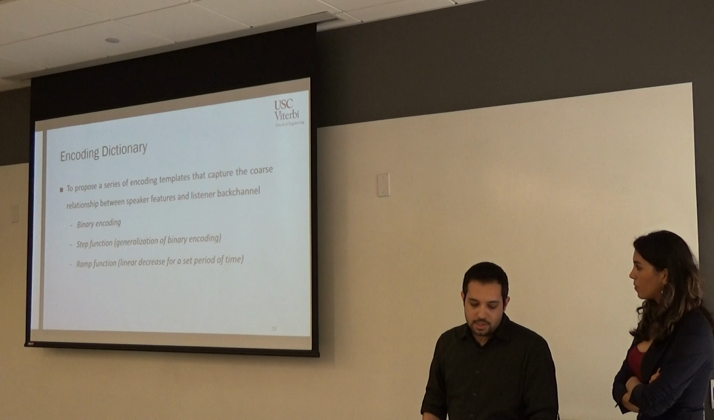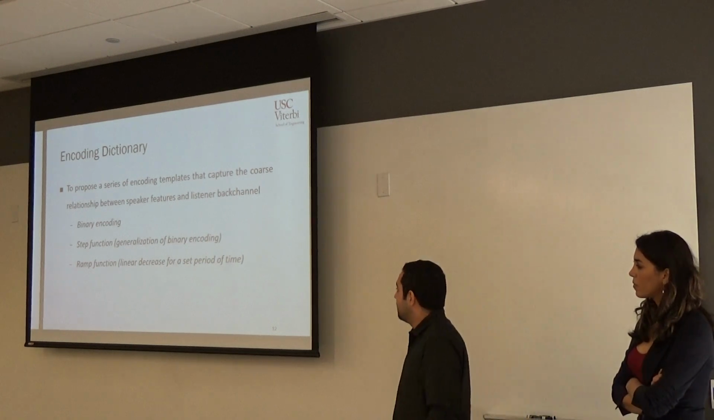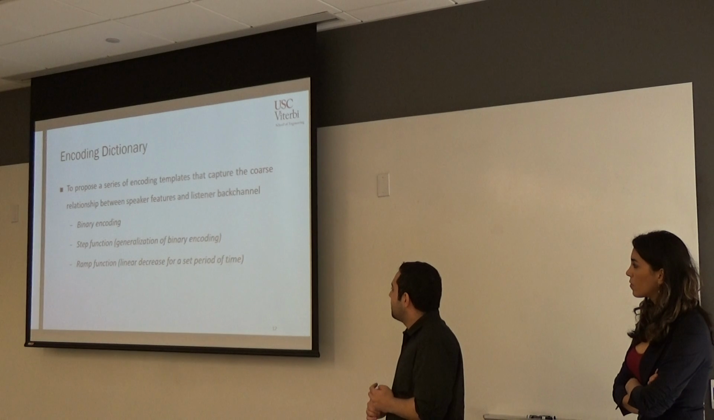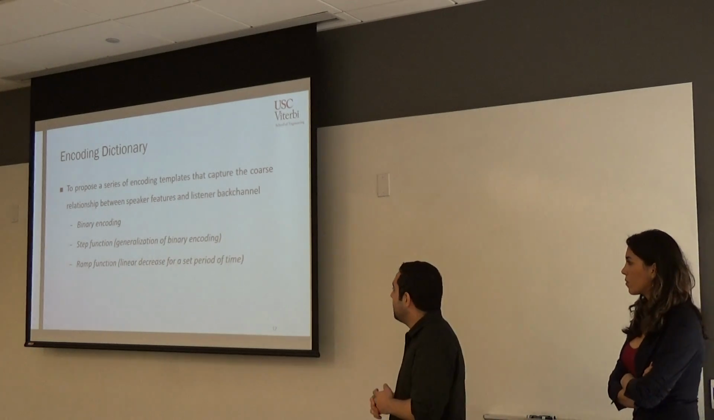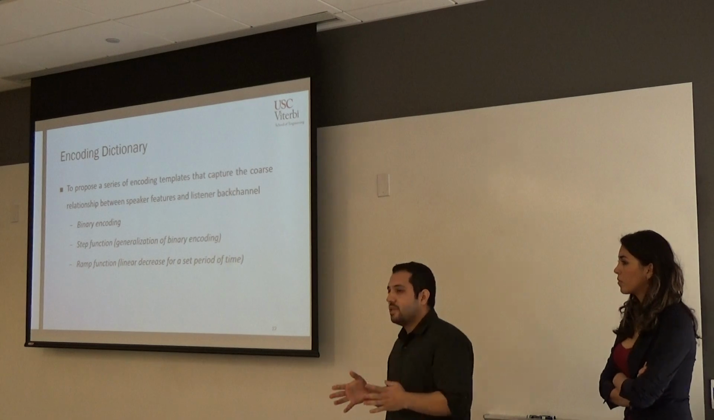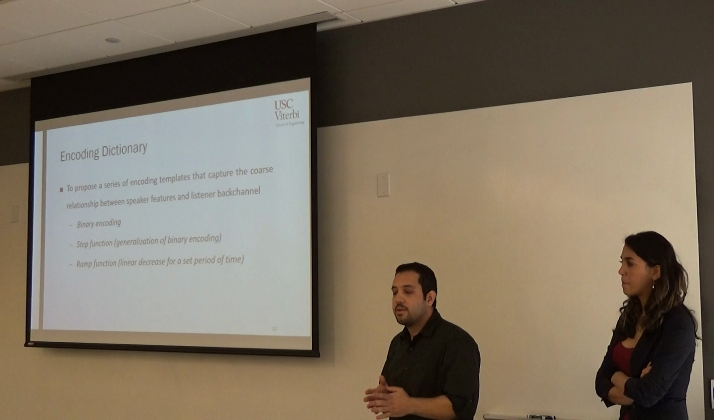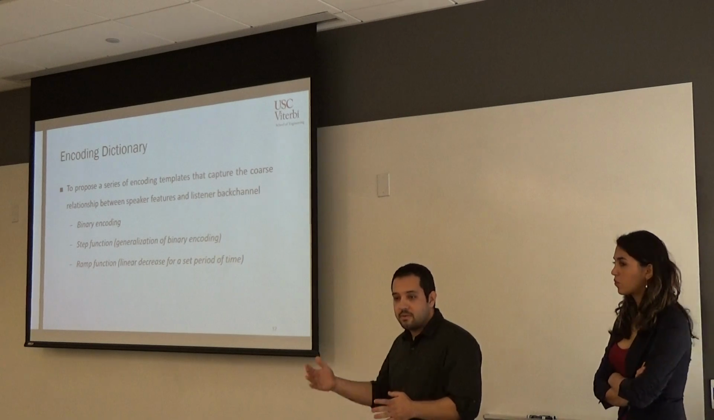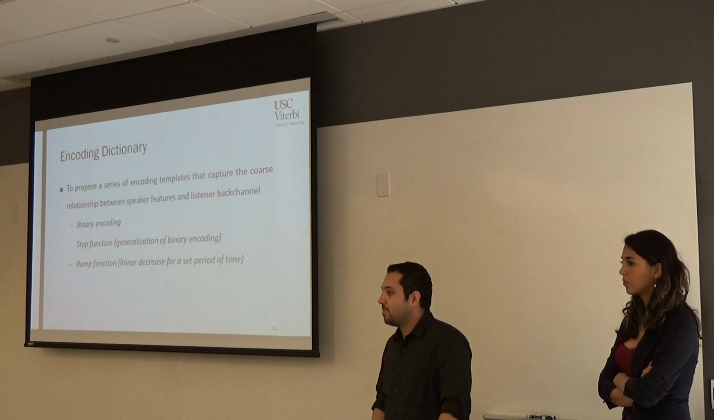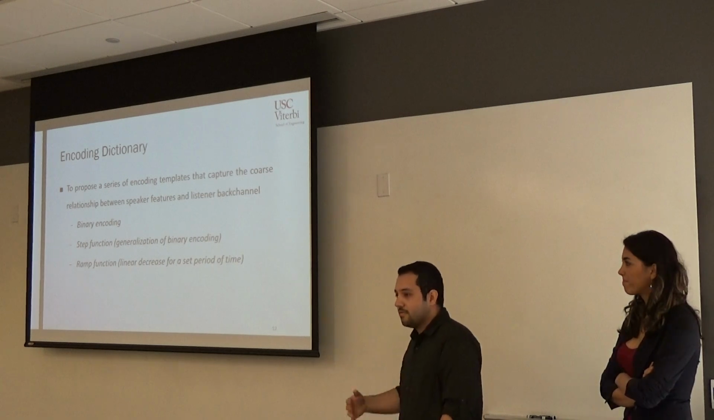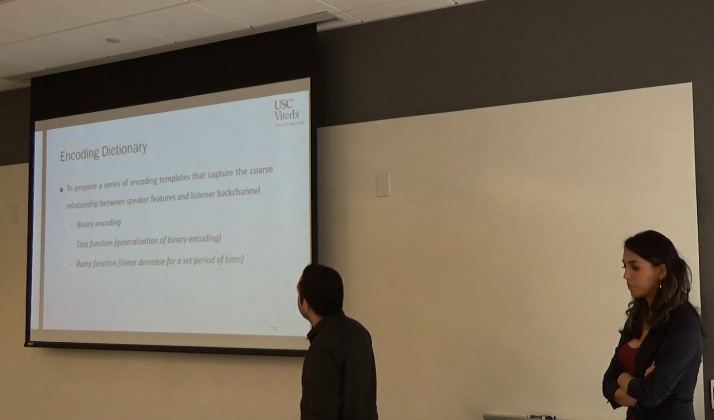Also, in order to capture the rough relationship between the speaker features and the listener back channel, a number of encoding templates are designed and used in this study. So we have some situations where, for example, there is a delay between the happening of a speaker feature and the influence, and that's actually a very difficult situation for the model to learn. In order to deal with those kinds of issues, these encoding templates could be very helpful.